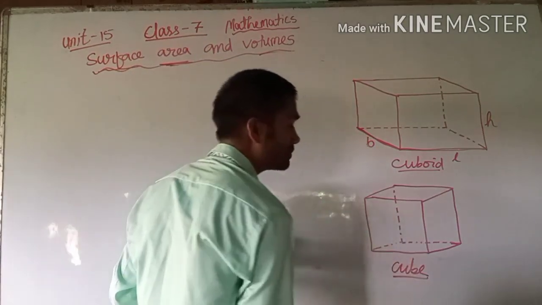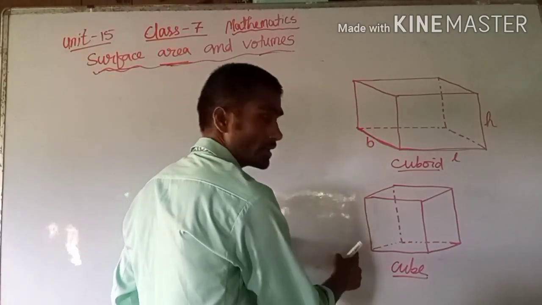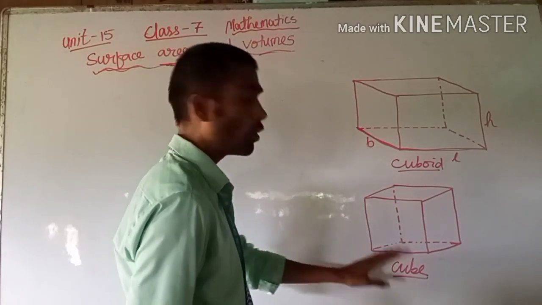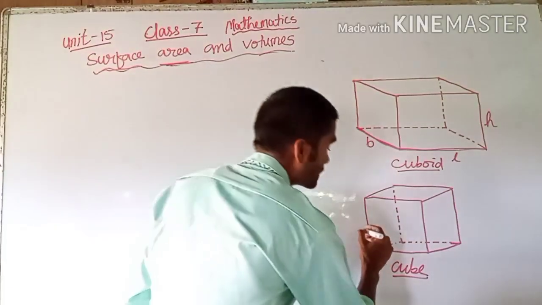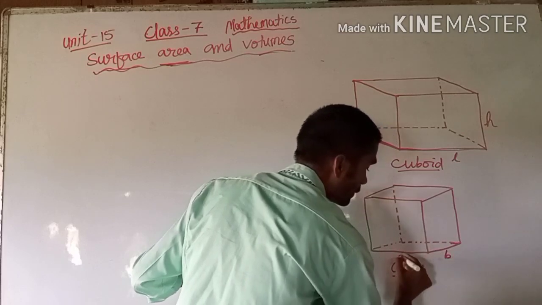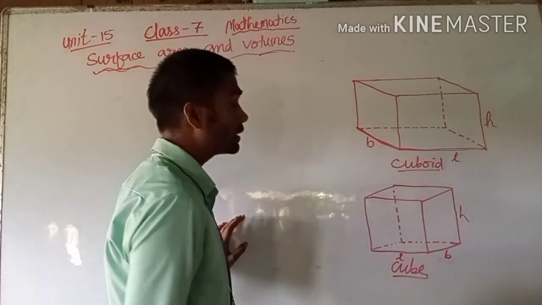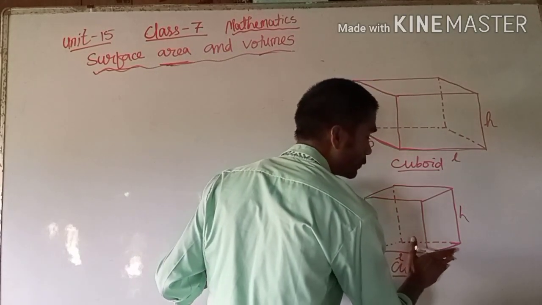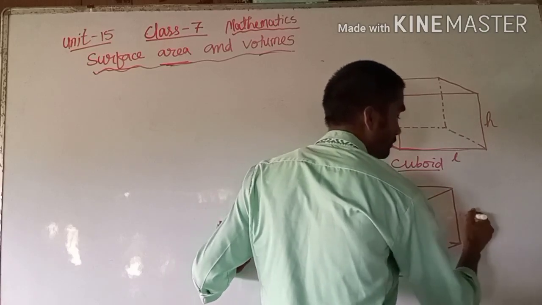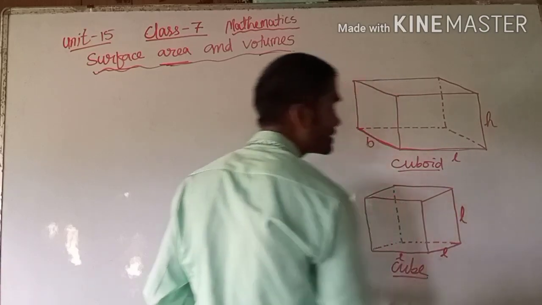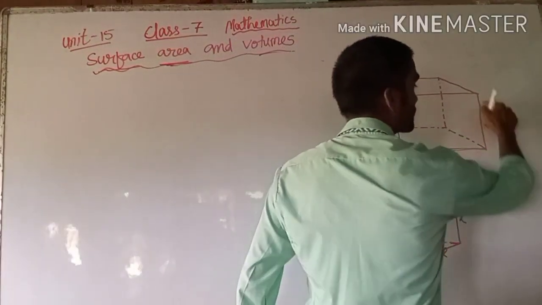Now here also it is the same thing, that is, we will come across breadth, length and height. But here in the cube, all the length, breadth and height are of equal length. That is, whatever the breadth is, whatever the length is and whatever the height is, all will be equal. So we usually represent it with one unit, that is L itself. We will represent all these three sides with the help of L only. So here height.